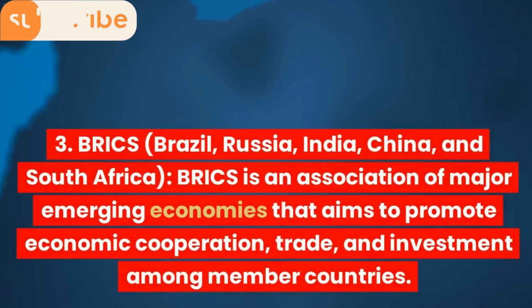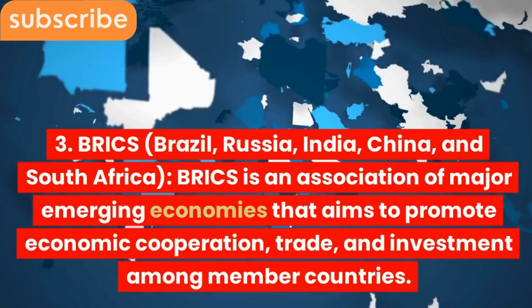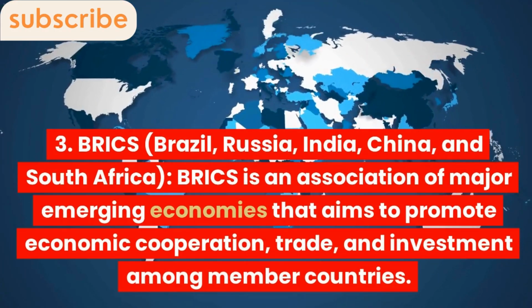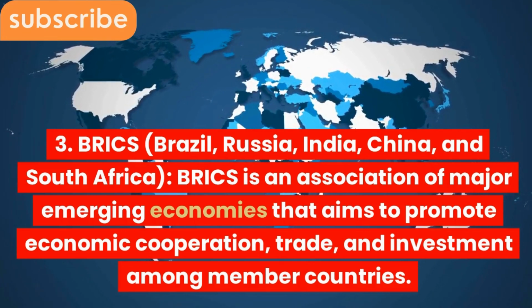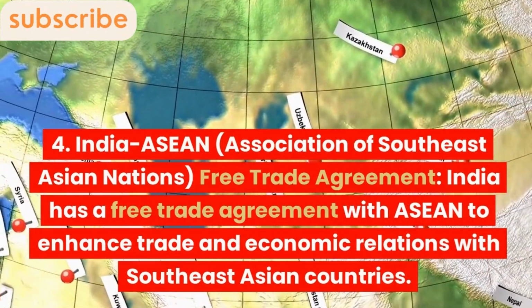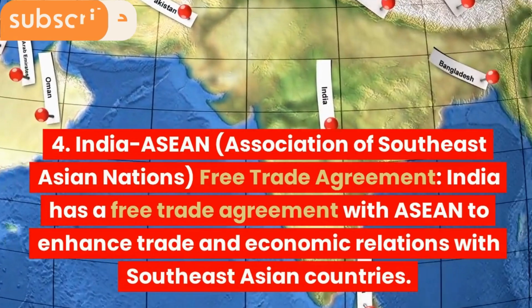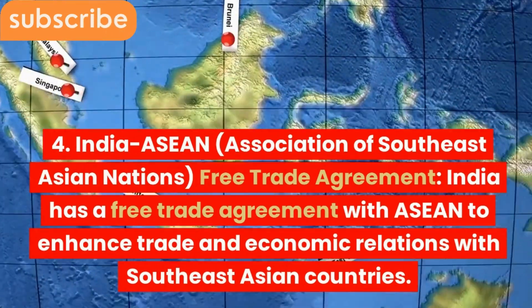3. BRICS, Brazil, Russia, India, China, and South Africa. BRICS is an association of major emerging economies that aims to promote economic cooperation, trade, and investment among member countries. 4. India-ASEAN, Association of Southeast Asian Nations, Free Trade Agreement. India has a free trade agreement with ASEAN to enhance trade and economic relations with Southeast Asian countries.